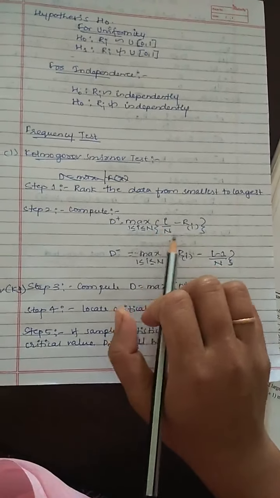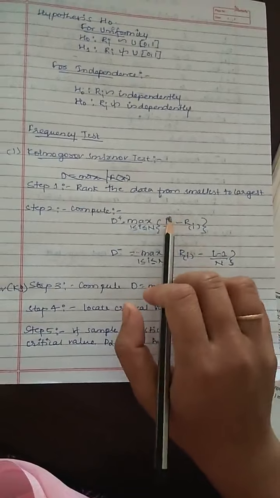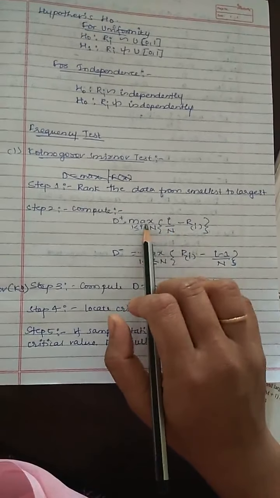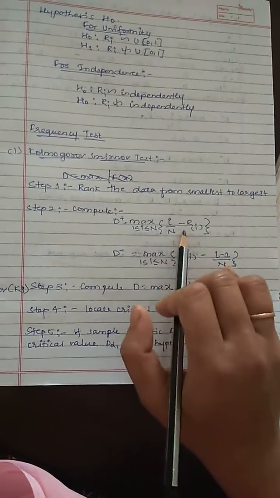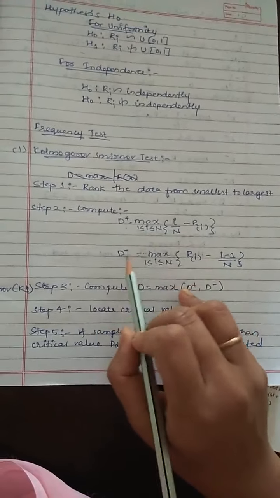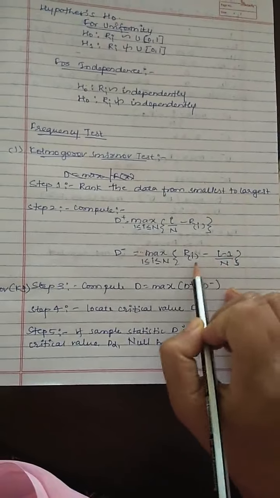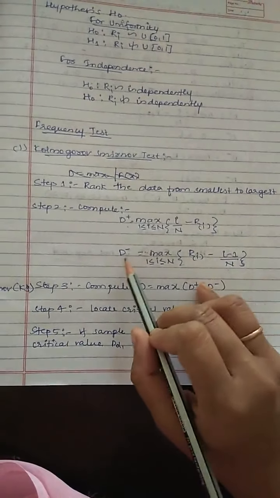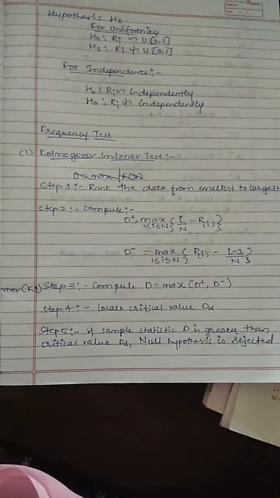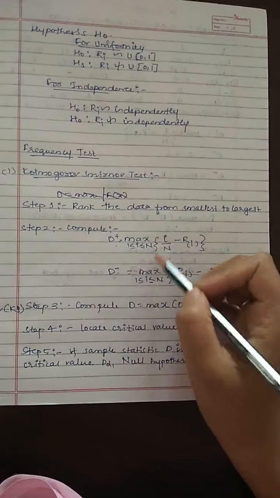We have to find out this for all the random numbers and take the maximum value of all those numbers; that will be your D plus. D minus means Ri minus (i minus 1) divided by n. The maximum of this value will be given to D minus. So this we have computed in the second step.